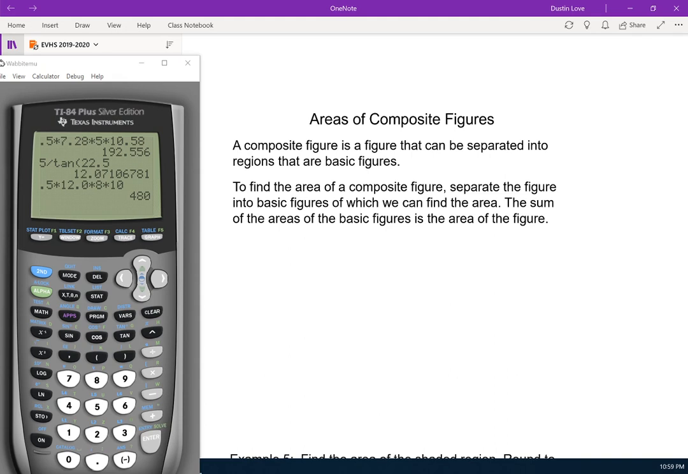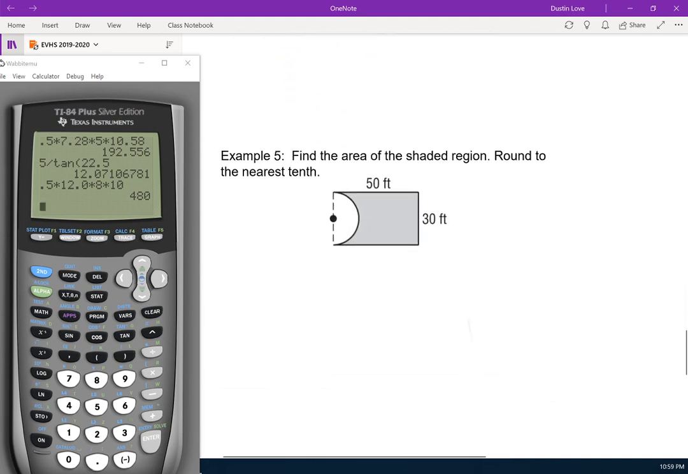Composite figures are just a figure that can be separated into regions that are basic figures. So to find the area of the composite, we're going to separate into its basics and then add or subtract them as necessary. Last time, I believe it was a semicircle, and then I had stuff cut out of it. In that case, it was the semicircle minus the two semicircles. You can do the exact same thing with adding up pieces as well.